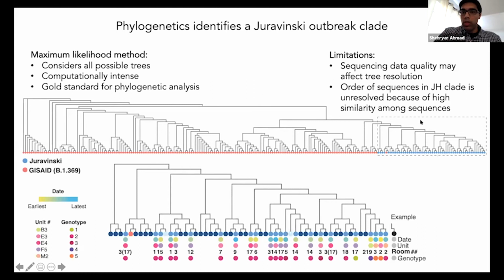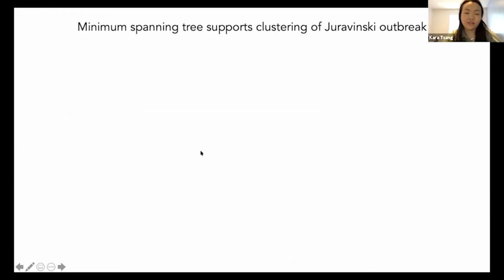Okay, so Cara will take over now and talk a little bit more about our downstream analysis that we did. Great, thanks, Sherry. Okay, so next we wanted to see if there was another method of building a tree that would provide perhaps a different interpretation of our data.